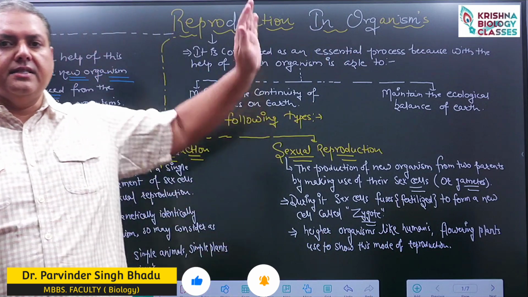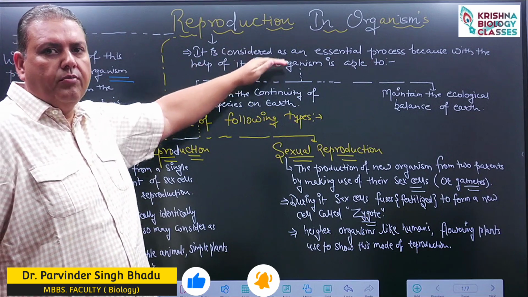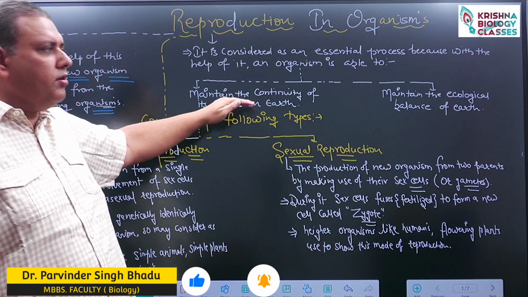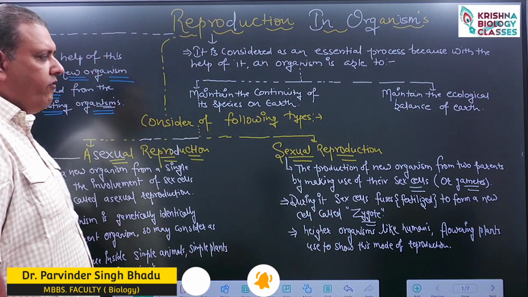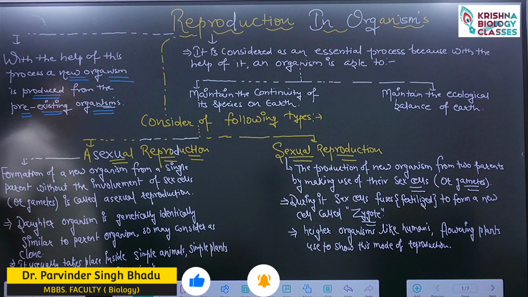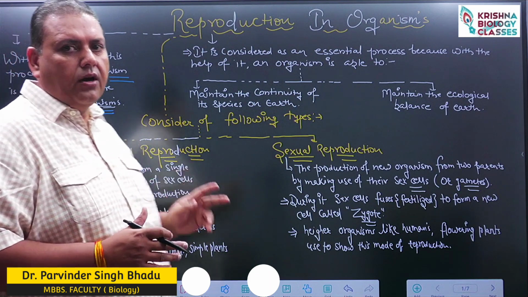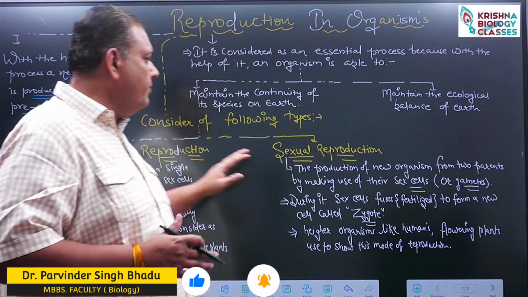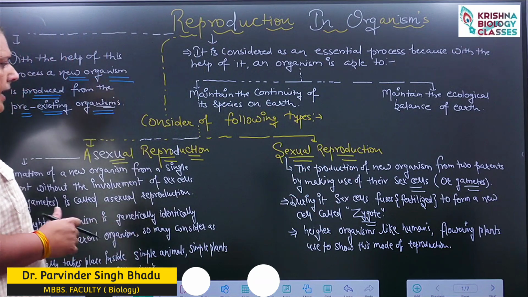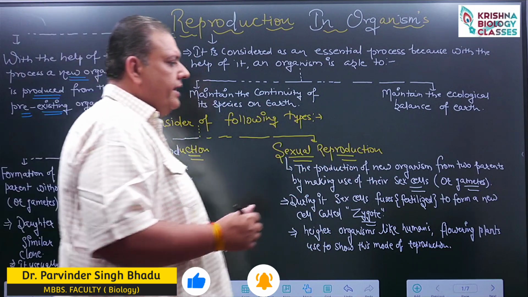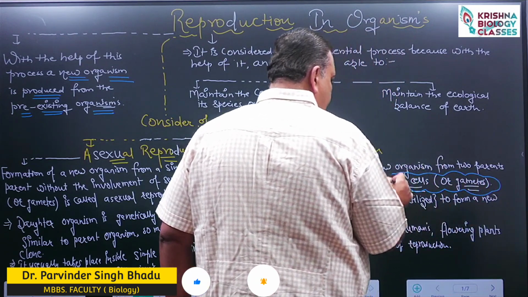It is considered as an essential process because with the help of it, an organism is able to maintain the continuity of the species on earth and also help to maintain the ecological balance of earth. Now, we used to say that reproduction is mainly considered of two types: asexual mode of reproduction and sexual mode of reproduction. In sexual mode of reproduction, there is involvement of the sex cells or gametes.